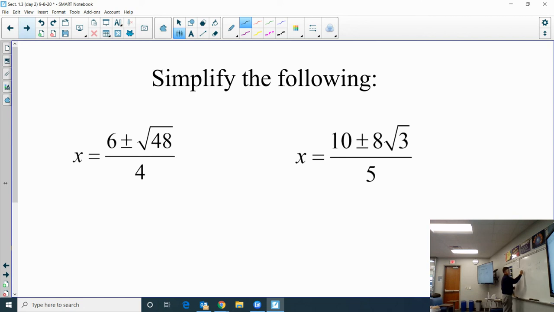If you do a factor tree, 2 times 24. 4 times 6. 2 times 2. 2 times 3. Any pairs come out, whatever's left stays in there. So you do have to get 4 square root of 3.